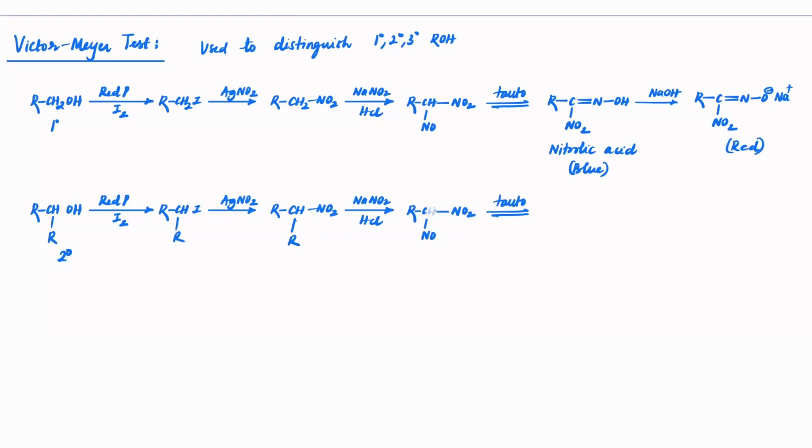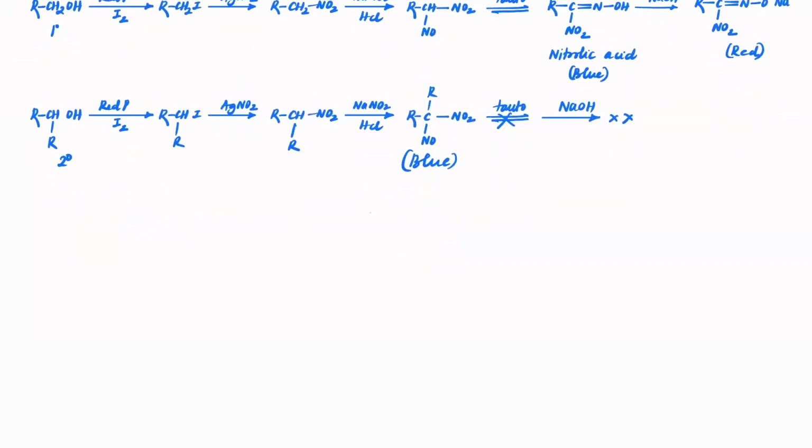But since there is no hydrogen here, and instead we have only R here, this is the product that you will get, and it cannot undergo further tautomerism because there is no hydrogen. So since there is no tautomerism, if you react with NaOH, it will not respond to anything. Which means it will remain at which color? This will also appear blue color. So it will remain in blue color.